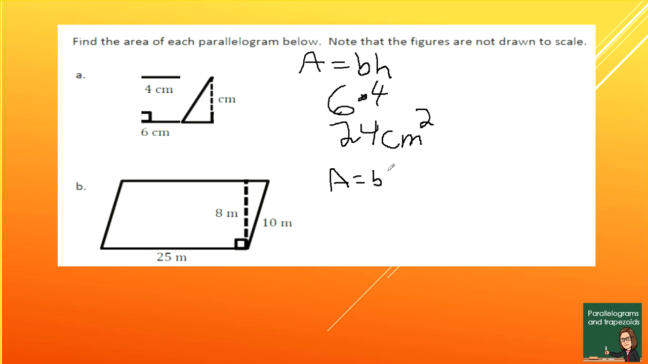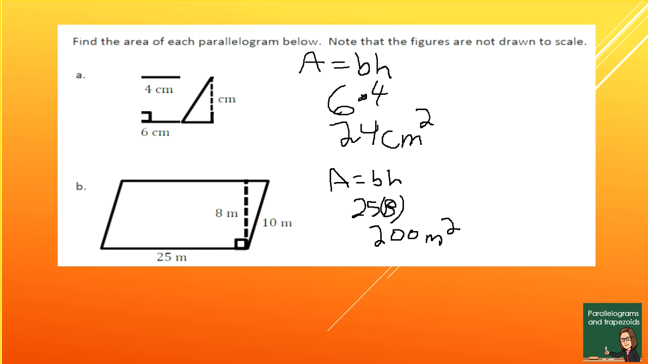I like to write my formula each time, so it starts to solidify in my brain so I remember what it is. So if I look, my base is going to be 25, and then my height, I have to look for that 90-degree angle, which is here, so that's going to be 8. So 25 times 8 would be, I'm just thinking in my head, 200. And then that's it. And we'd say meters squared.